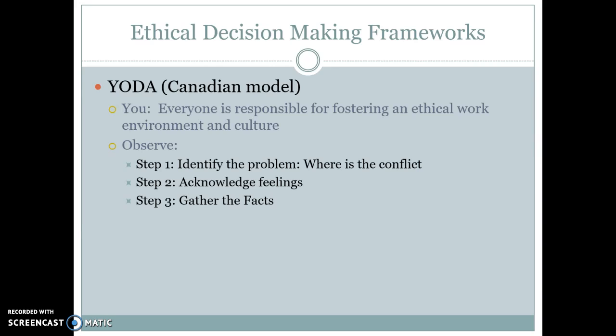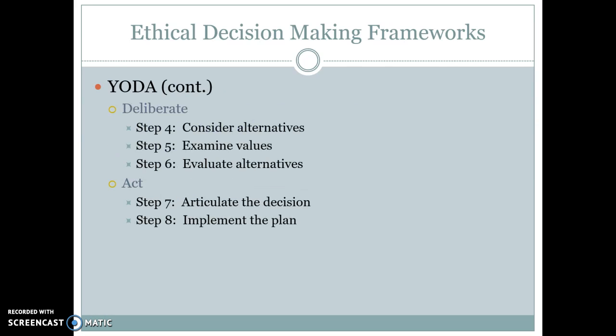The second is observe. You have to be able to identify the problem. Where is the conflict happening? Acknowledge the feelings. What are people's gut reactions? What are their biases? So this is one of those where, once you know what the problem is, let's start processing what are my values and beliefs, and what are the values, beliefs, and biases of other people involved. What are the facts of the situation?